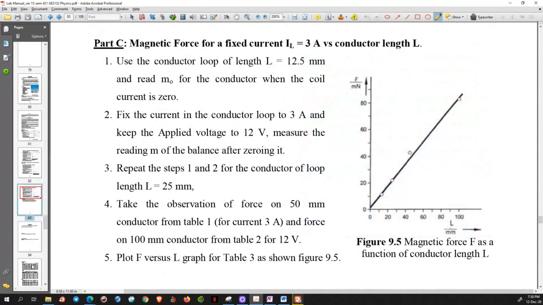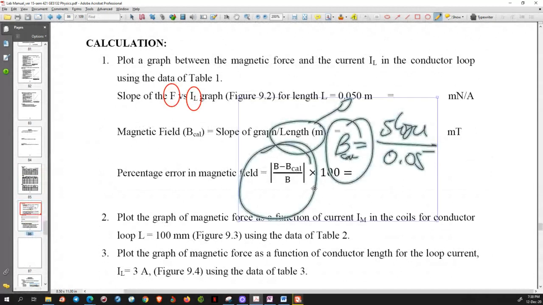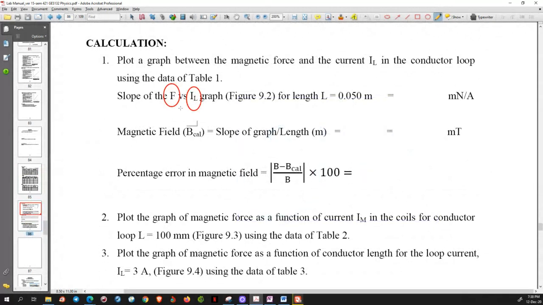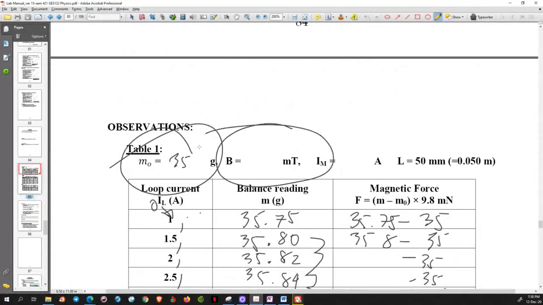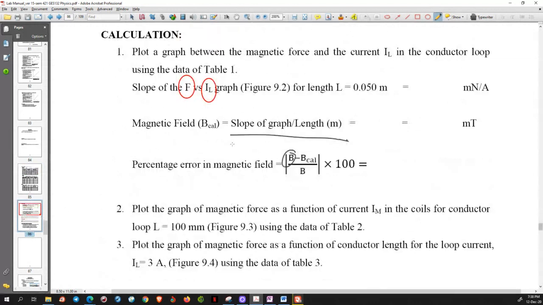Clear? Now, I will go back with the percentage error. You have B by calculation. Clear? This is B by calculation. You have B original. Where is B original? At the top of your table. That's B original. Okay? That's where you will calculate percentage error. Simple. Any questions?